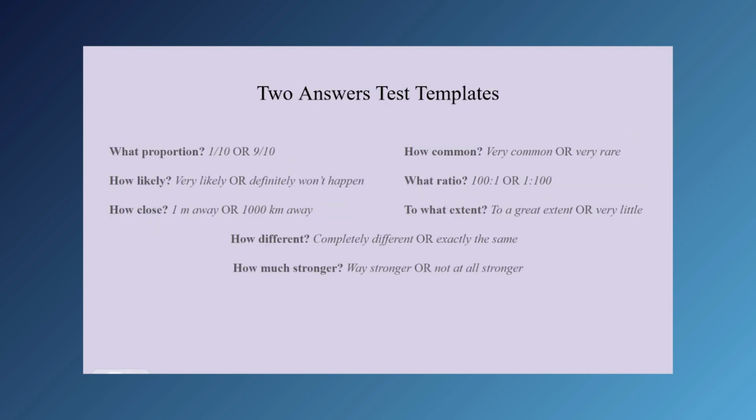Here are some templates that you can use for these answer types. What proportion? 1/10 versus 9/10. How common? Very common or very rare? How likely? Very likely or it definitely won't happen? What ratio? 100 to 1 or 1 to 100?